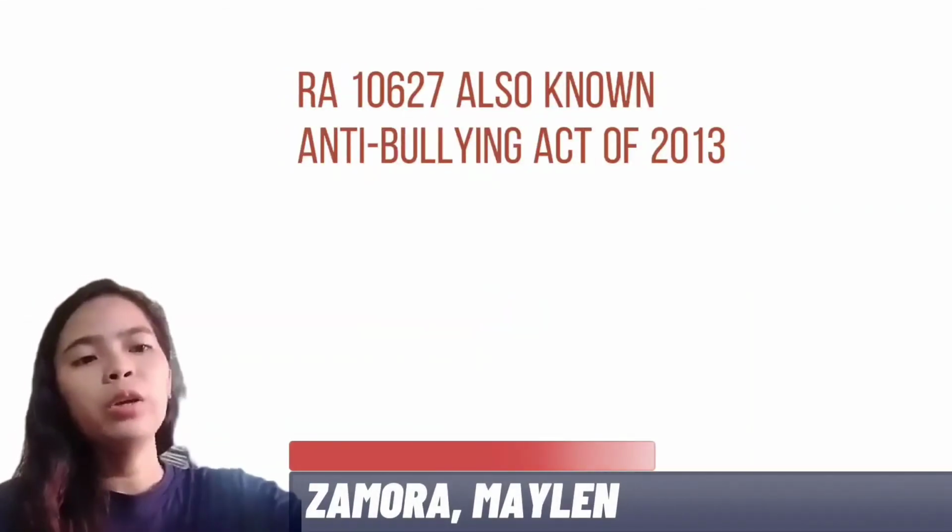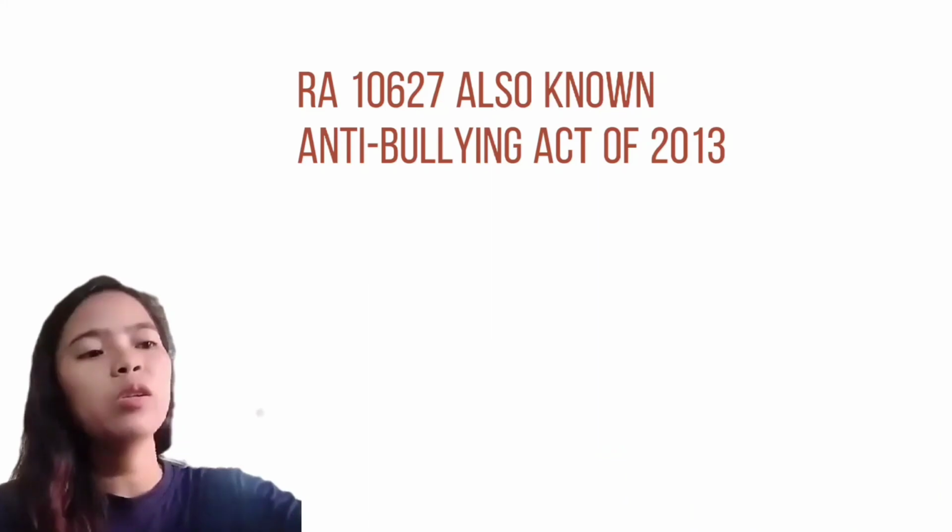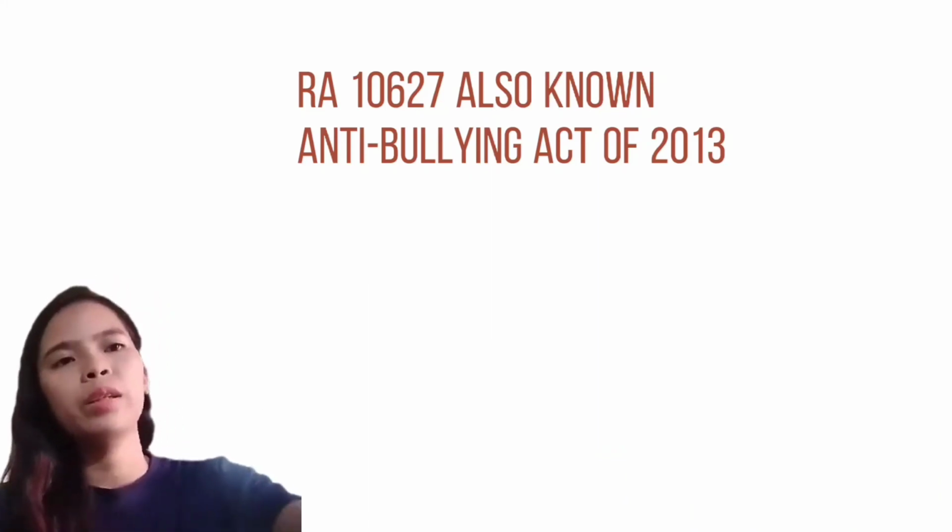Anti-Bullying Act of 2013, Republic Act 10627, also known as the Anti-Bullying Act of 2013, is an act requiring all elementary and secondary schools to adopt policies to prevent and address the acts of bullying in their institutions. It requires students in high school and elementary school to prevent the act of bullying. For purposes of this act, bullying refers to any severe or repeated use by one or more students of a written, verbal, or electronic expression, or a physical act or gesture, or any combination.